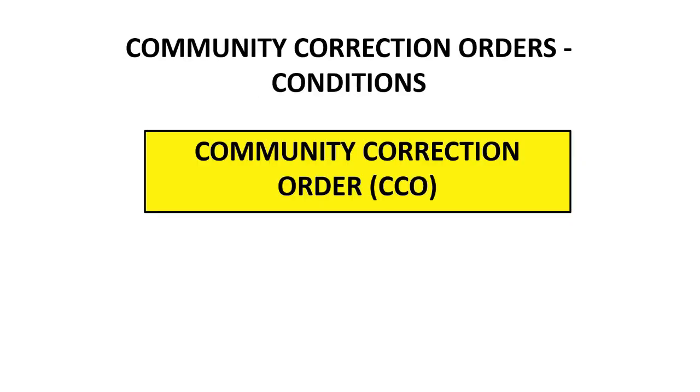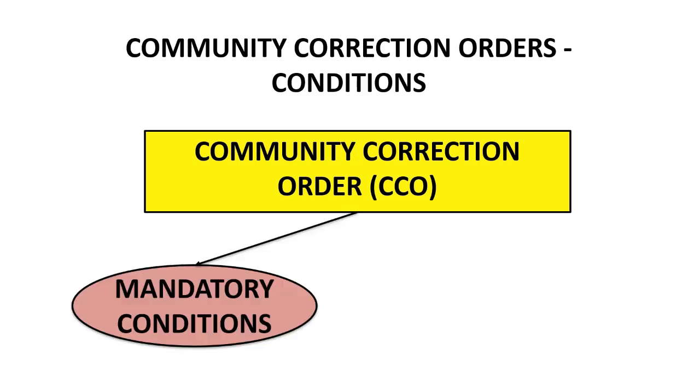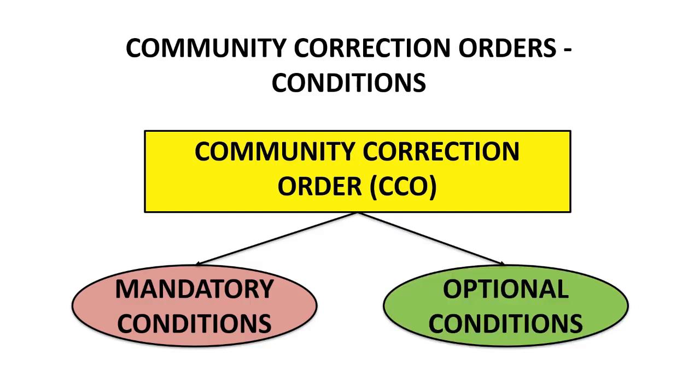Where a court imposes a community correction order, this means that the court requires the offender to comply with the conditions that are set out in that order. There are two types of conditions. The first type is mandatory conditions, and the second type is optional conditions. Let's now look at each of these types of conditions in turn.